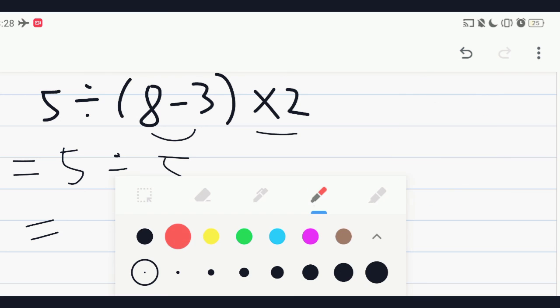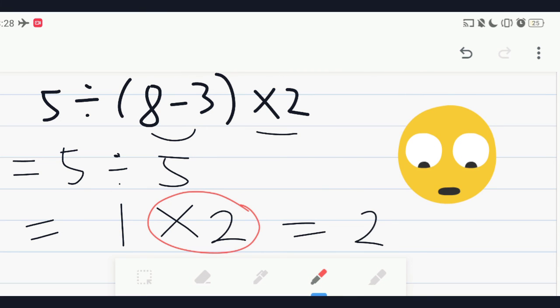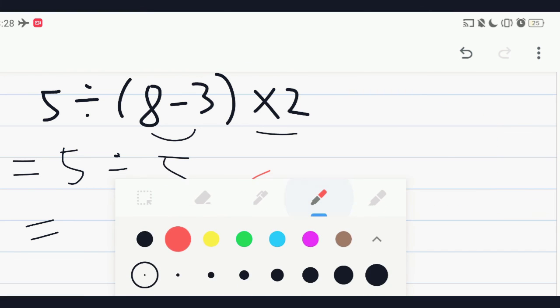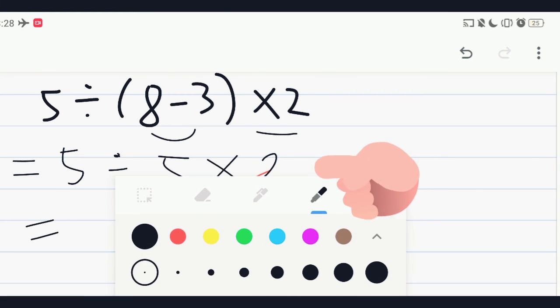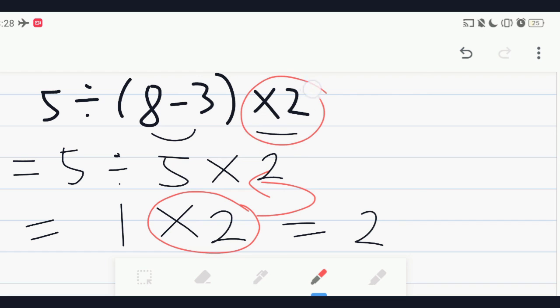Why? Because I don't know where the 2 comes from. I didn't see it on the top, isn't it? That's why I always say rewrite the numbers that you haven't processed yet. Because you have not yet processed the 2, you will write it and put it at the bottom.